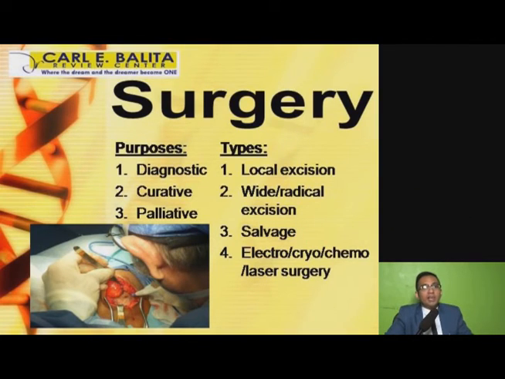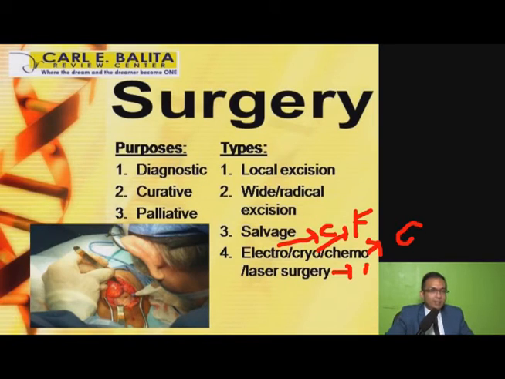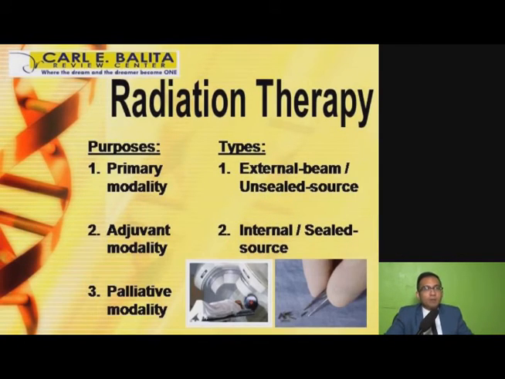Electro, cryo, chemo, laser surgery. Isa-isayin natin. Pag electrosurgery, using cautery. Okay? Cautery ang ginagamit natin dyan. Pag cryosurgery, it is through freezing. Okay? Through freezing. Chemosurgery, through the use of chemicals. Okay? At pag sinabi nating laser surgery, that is through the use of light. Ito yung tinatawag nating laser or yung light or ilaw, di ba? So you have what we call your different types of your surgery. All right, let's continue. Another one, aside from surgery, radiation.